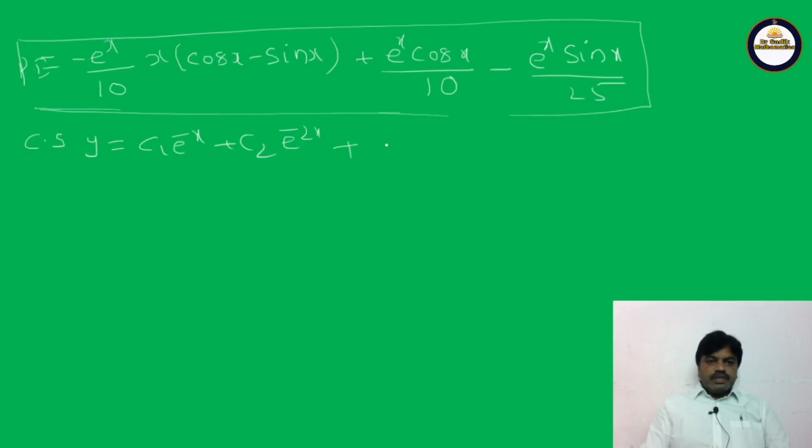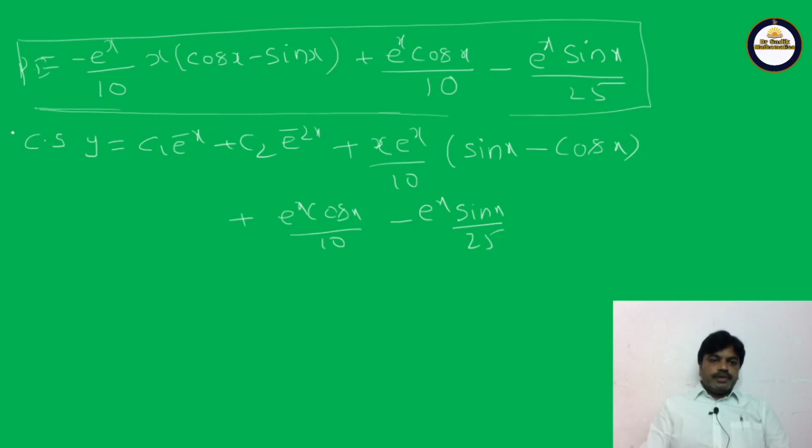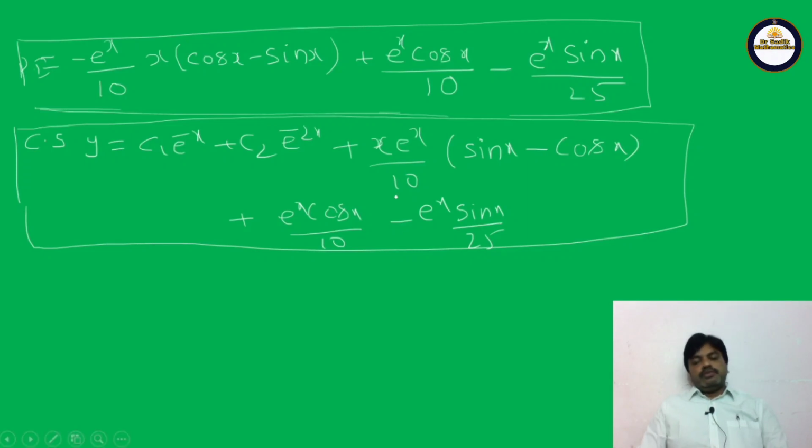Multiply with minus here, we get x e power x by 10 into sin x minus, so we get here minus cos x, plus e power x cos x by 10 minus e power x sin x by 25, which is the required solution of the given problem, friends.